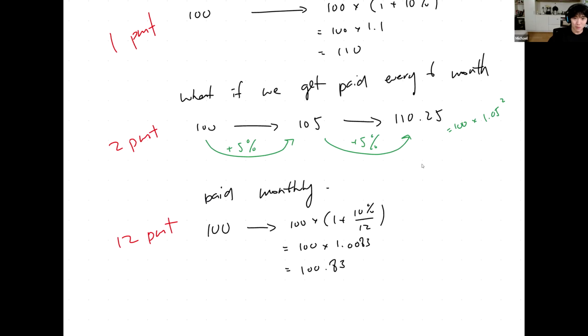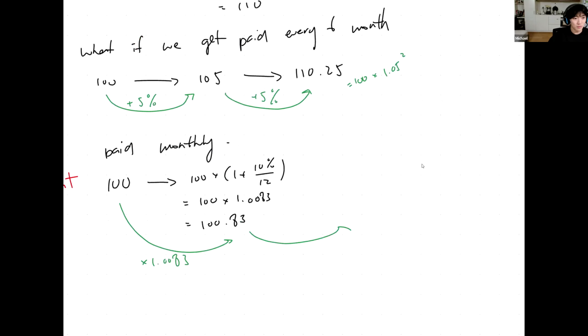But remember, we're not adding 0.83 here. We are actually multiplying by 1.0083. So in the next time step, we're gonna have 100 times 1.0083 to the power of 2. This means in the second month, we are compounding twice, okay? And that will give us 101.67, okay?